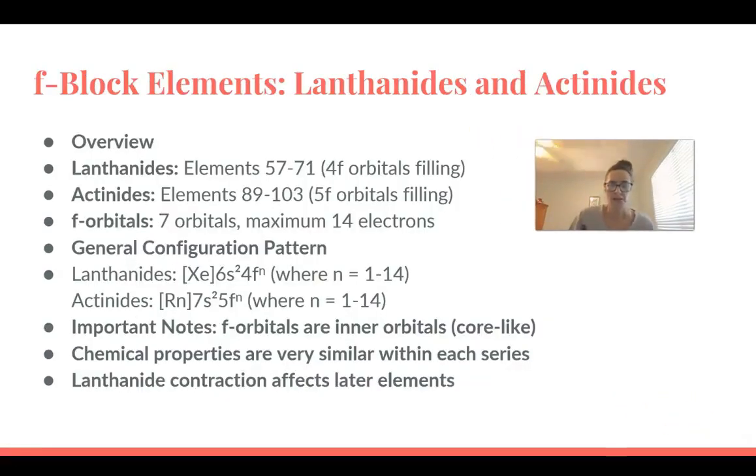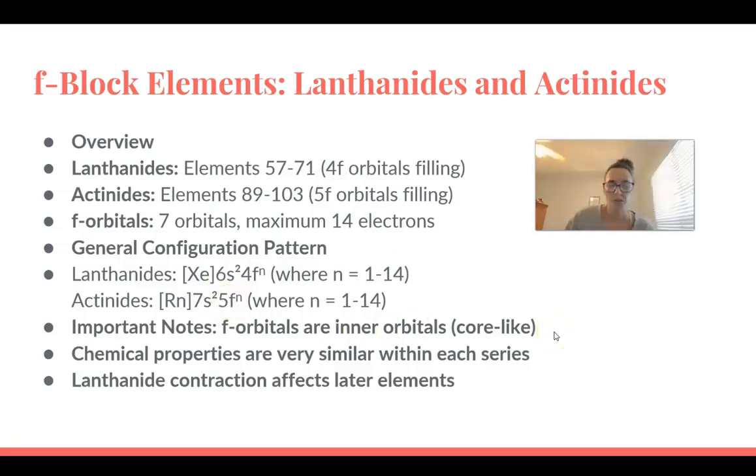So lanthanides and actinides, those bottom two blocks of the periodic table. If they are lanthanides, they have 4f sublevels being filled, and if they're actinides, the 5f sublevels being filled. F orbitals hold a maximum of 14 electrons because there are 7 orbitals. And this is their general configuration. So they fill the 6s sublevel and then the 4f, where n can be anywhere from 1 to 14 because there can be 14 electrons in the f sublevel. In the actinides, it's the same thing except 7s and 5f.